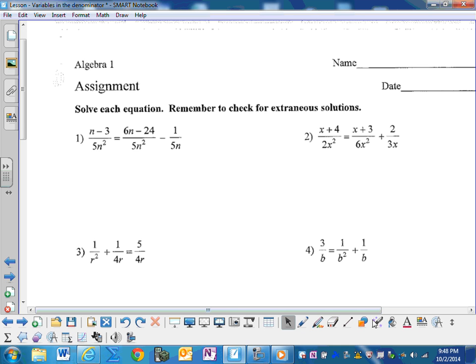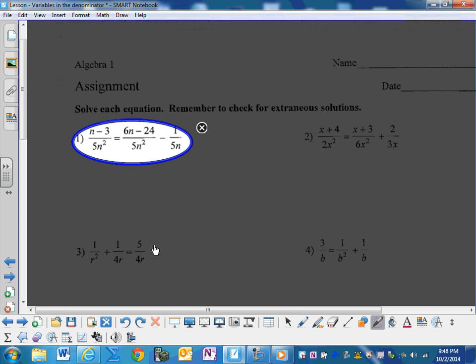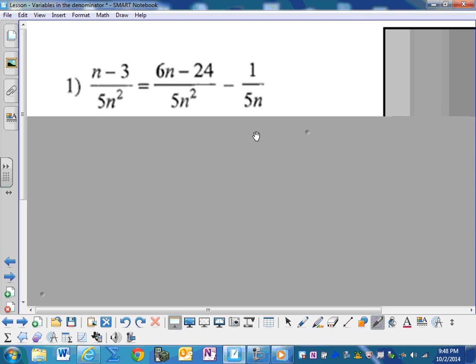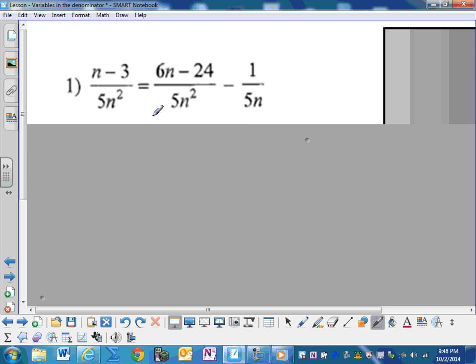All right, so we'll give one more practice. Okay, so number 1 on this page. As you can see in our denominator, we have 5n squared and a 5n. So let's make sure we know what the least common multiple is for that. So we know it's 5, and then n squared is going to be our least common multiple.